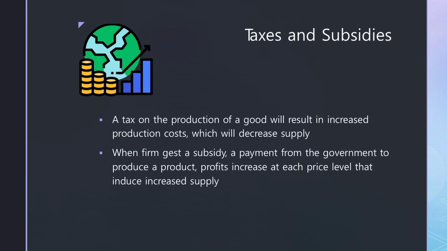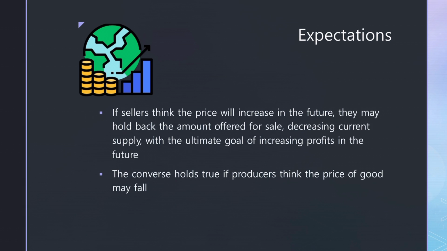And taxes and subsidies. A tax on a good will result in increased production costs, which will decrease supply, because you have a production cost and you have a tax on it. And when a firm gets a subsidy, a payment from the government to produce a product, profits increase at each price level, which induces increased supply.